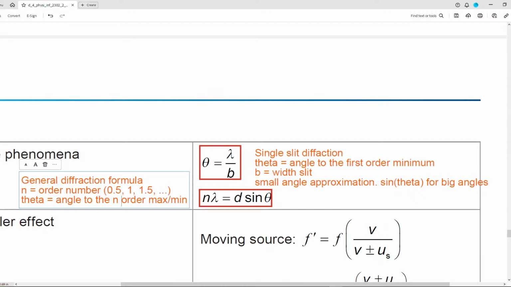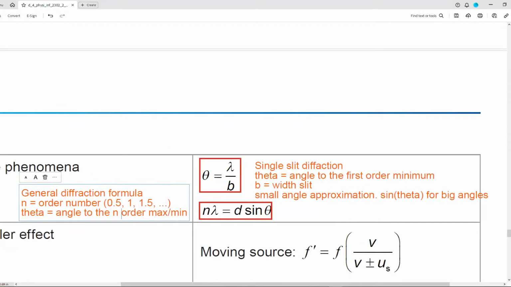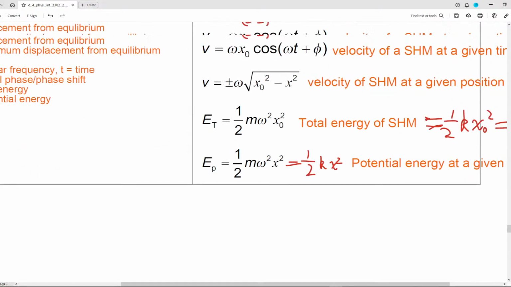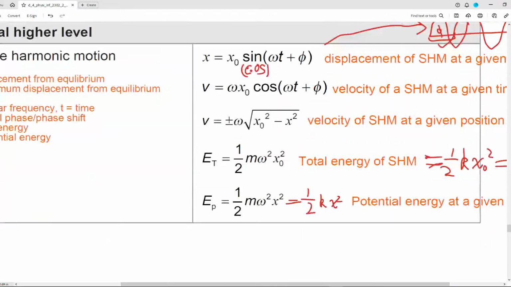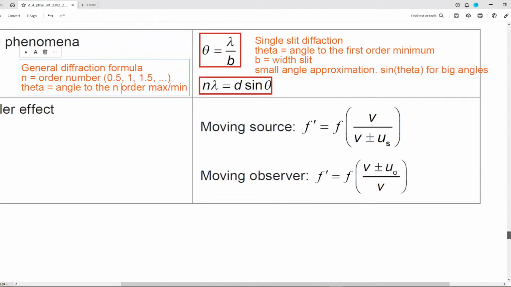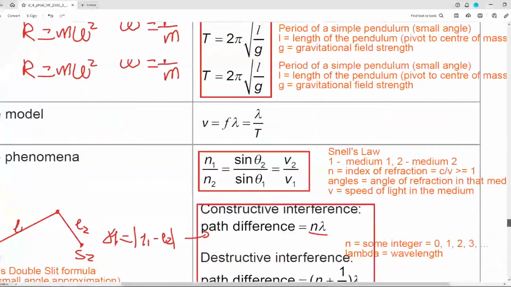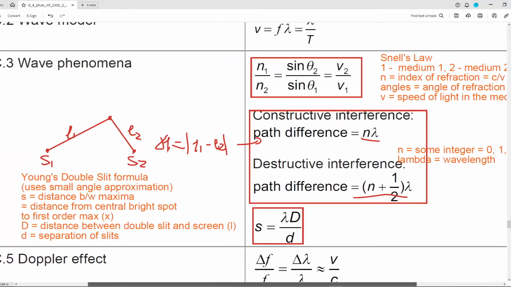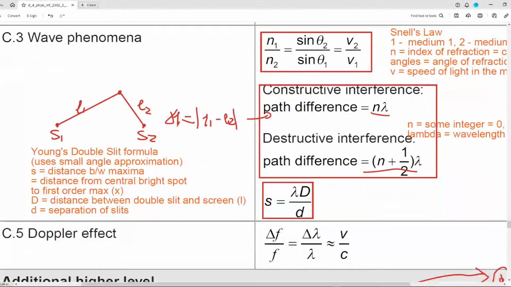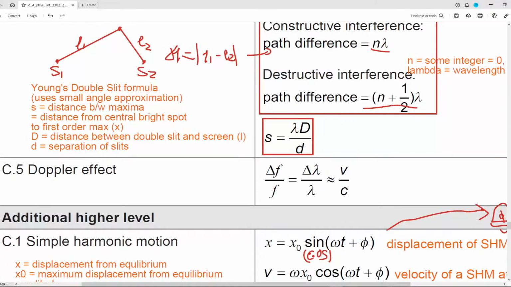All right. So there is the general diffraction formula. So that's wave properties. Okay, wave properties. And then wrapping up, you'll notice there is no C.4, and that C.4 is almost entirely qualitative.